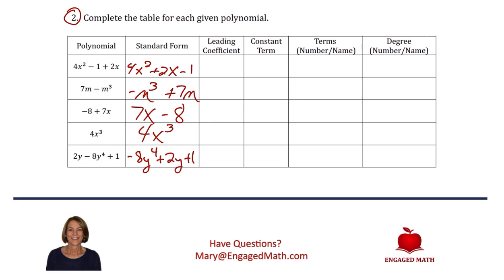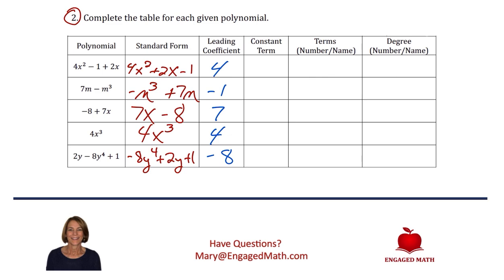Okay, so now let's talk about that leading coefficient. The leading coefficient in that first one is the number in front of the x squared, which is 4. In the second one, it might be a little tricky, but it's actually negative 1. Even though it's not written, there's a negative 1 in front of the m to the third. So we can say negative 1. This next one is a 7, the next one is a 4, and the last one is a negative 8. And those are all of our leading coefficients.